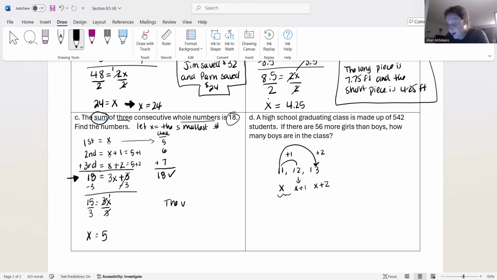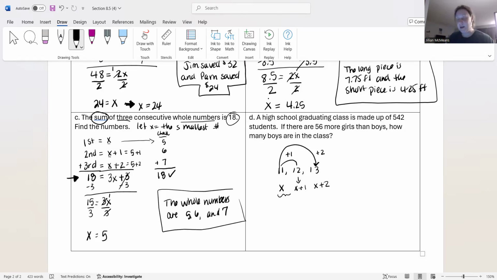We would say something like the whole numbers are 5, 6, and 7. And that's it. Okay? So I think consecutive integers or consecutive whole numbers, they're pretty easy problems. They're not like the hardest thing ever. All right. Now, finally, let me erase this right here.